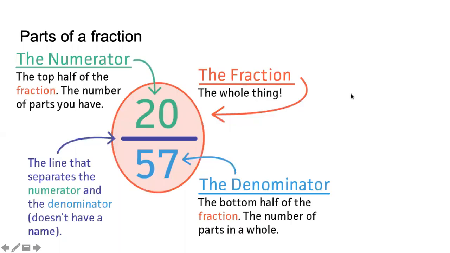A fraction looks like this. There is a number above a line and there is a number below the line. The number that is above the line is called a numerator. The number which is below the line is called the denominator. The two numbers along with the line, it is called a fraction. There is no name for this line. If you are thinking what it is, it is just a line.